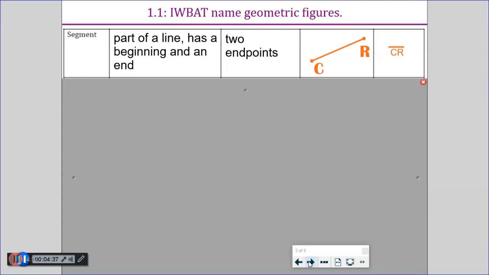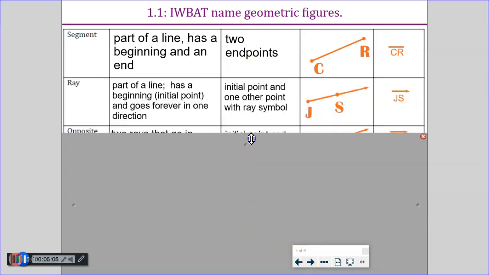Next is segment. A segment is a part of a line that has a beginning and an end. Notice that it has 2 specific endpoints. So instead of arrows at the end of this picture, there are 2 specific points at C and R. I can label this line segment CR with the segment symbol above it, or alternatively, I can put the letters in the other order as well and call it RC.